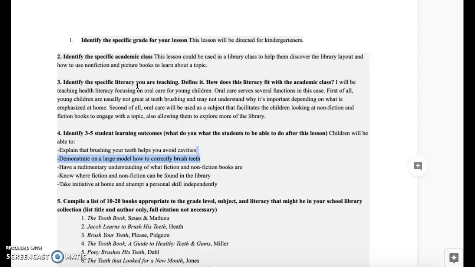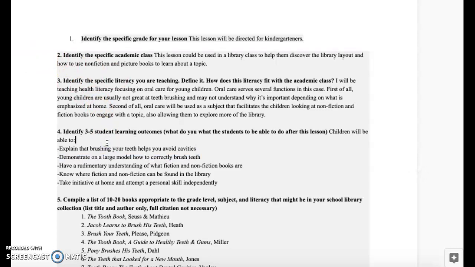Identify 3 to 5 student learning outcomes. So my hope would be that they would be able to explain that brushing your teeth helps you to avoid cavities and is important, that they could demonstrate on a large model how to correctly brush teeth, have a rudimentary understanding of what fiction and nonfiction books are, as well as where they can be found in the library, and then also that the practical tasks of learning about brushing your teeth would help them at home so that they could take initiative with attempting a personal skill independently and helping them feel confident in taking charge of their personal care.